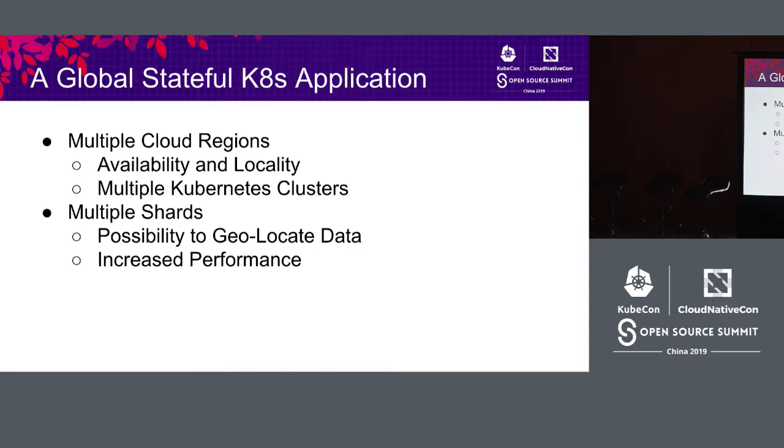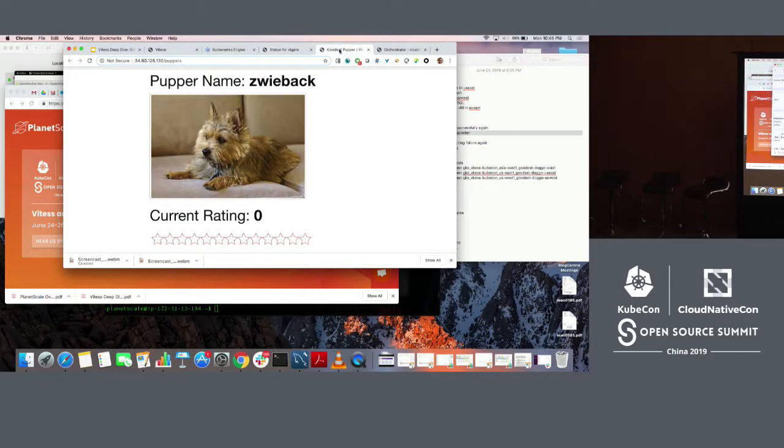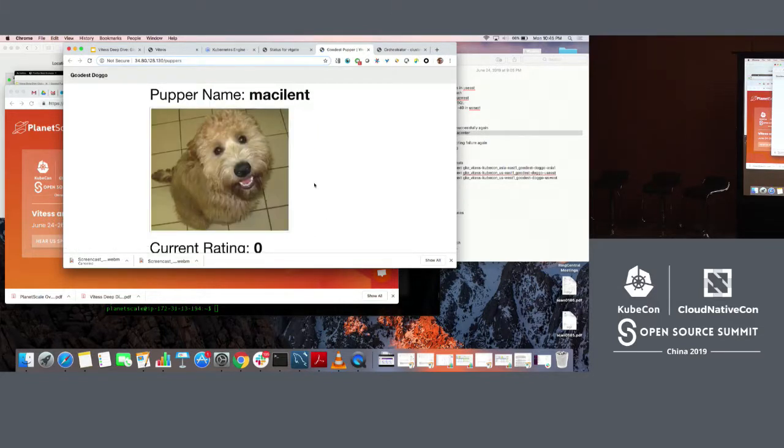And now let's jump into the demo. Let me show you what I'm going to show you today, which is that we are going to run a global stateful Kubernetes application. I showed this application to some of you. You all can go here and check it out. It's basically an application for rating little puppies. You can all go to 34.80.128.130/puppers, and you can rate these. Please make sure that you give them good ratings. They're all good dogs.